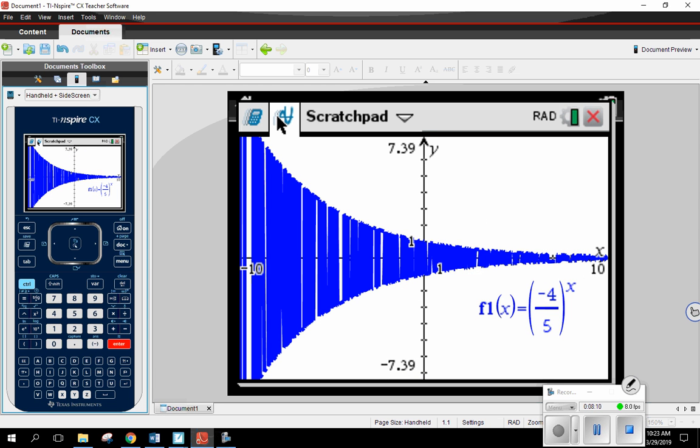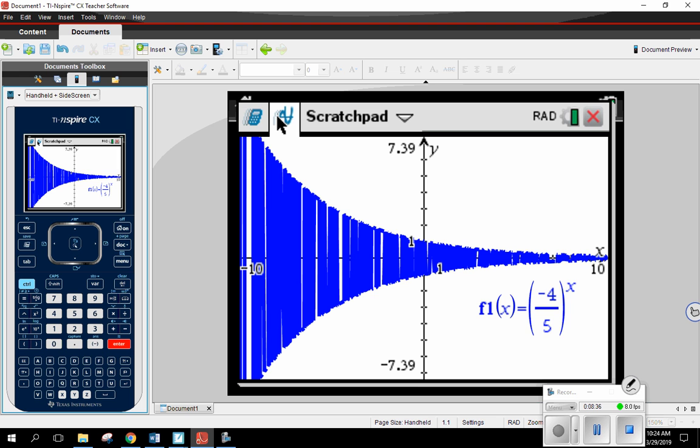This is negative 4/5 to the x. Why does it look like that? There you go. That's exactly right. Dylan says it's positive and negative. If you think back to Algebra 2, when you were dealing with exponentials, one of the restrictions we had was that the base had to be positive so that the graph didn't do this. But if you have an even power, you ended up with a positive result. Odd power ended up with a negative. So it's just going to bounce back and forth.